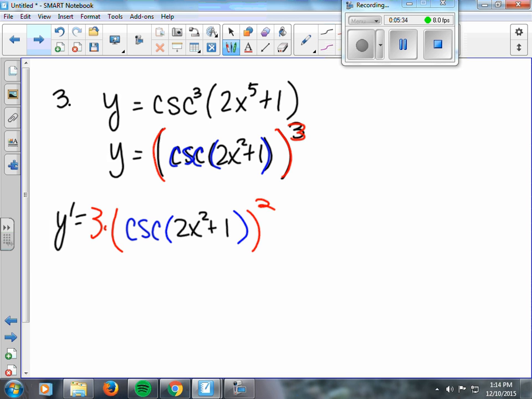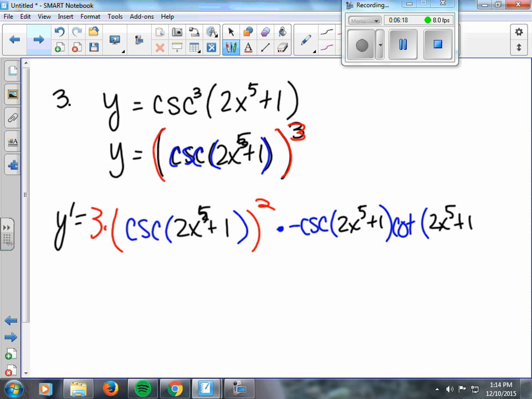We don't change the inside on the inside when we do a derivative, but we do multiply by the derivative at the end. So what's the derivative of a cosecant? Well, it's negative cosecant cotangent. And again, this argument, the 2x to the 5th plus 1, he is never going to change. He's going to be the argument for the inside of every trig function in the derivative. So it's still going to be cosecant of 2x to the 5th plus 1, negative cosecant times cotangent of 2x to the 5th plus 1.